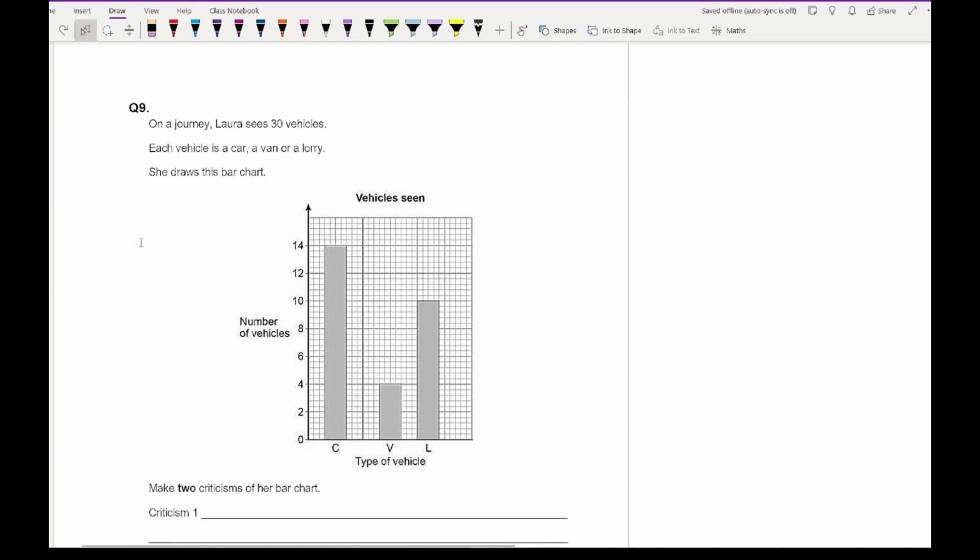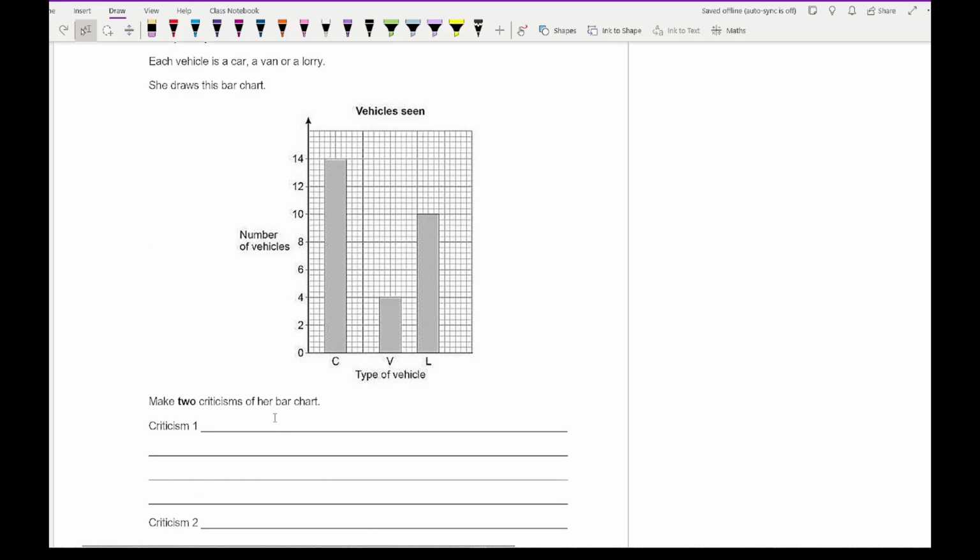Then moving on to our last question, it says, on a journey, Laura sees 30 vehicles. Each vehicle is a car, a van or a lorry. She draws this bar chart, and again we're asking for 2 criticisms. One criticism I can see straight away is that you've got uneven gaps between the bars. Let's check the vertical frequency scale. We've got going up 2, 4, 6, 8, 10, 12, 14. That seems to be correct. And the widths of the bars appear to me to be correct.